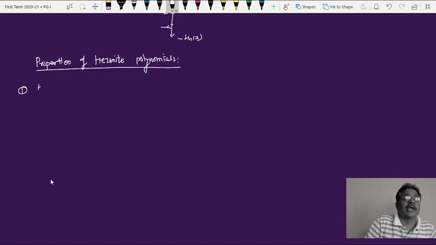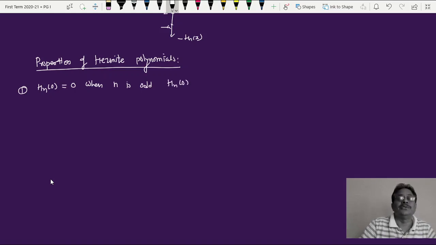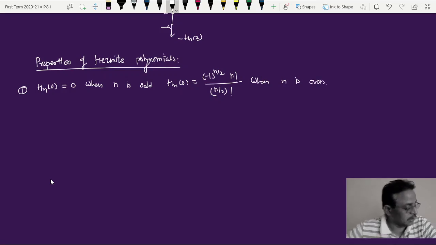Here hn of 0, x value equal to 0, is equal to 0 when n is odd. That is, when the index or power is odd, then I get hn of 0 equal to 0, and hn of 0 is equal to minus 1 raised to n by 2 into n factorial divided by n by 2 factorial when n is even. You have to show this from the generating function itself.